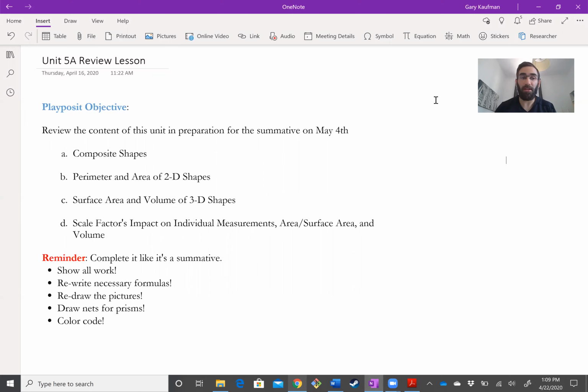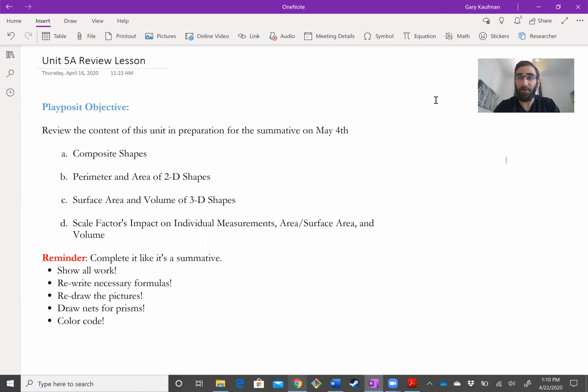Now try to complete it like it's a summative. Make sure that you show all of your work. Rewrite all necessary formulas. So if all of a sudden you get to something that's a trapezoid, just write down the trapezoid formula again. Redraw the pictures in your notebooks so you can mark them up. I want to see them. Don't just be looking at the screen. It helps to do that.